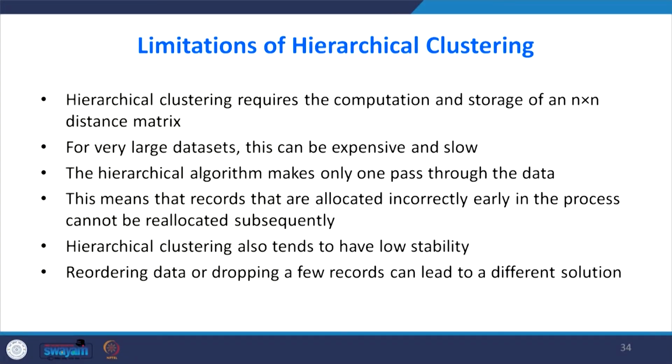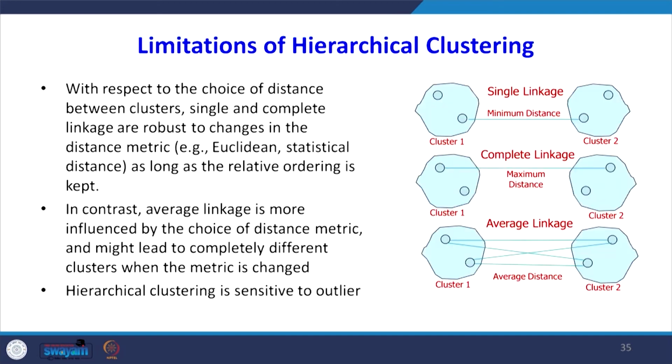Some of the limitations of hierarchical clustering. Hierarchical clustering requires the computation and storage of an n cross n distance matrix. Here n is the number of objects. For a very large data set, this can be expensive and slow. The hierarchical algorithm makes only one pass through the data. This means that records that are allocated incorrectly early in the process cannot be reallocated subsequently. Hierarchical clustering also tends to have low stability. Reordering data or dropping a few records can lead to a different solution.